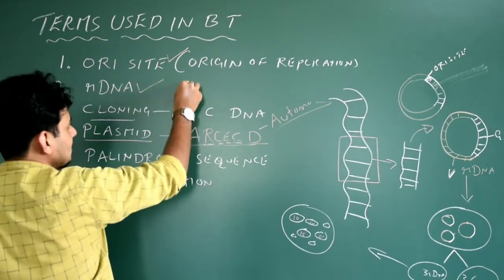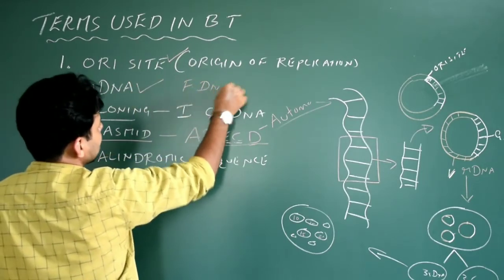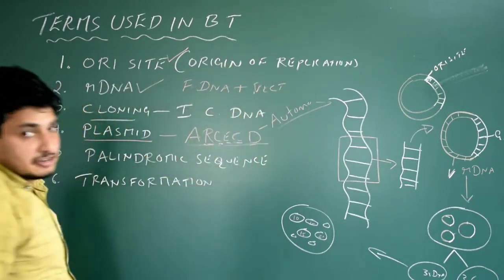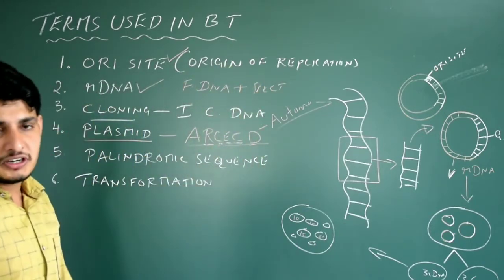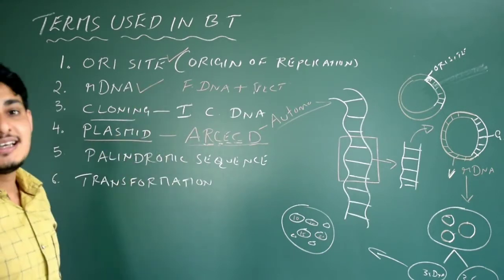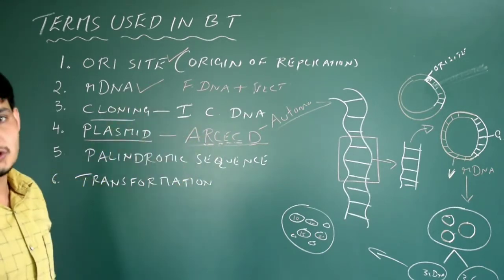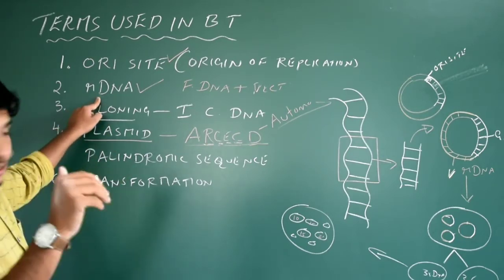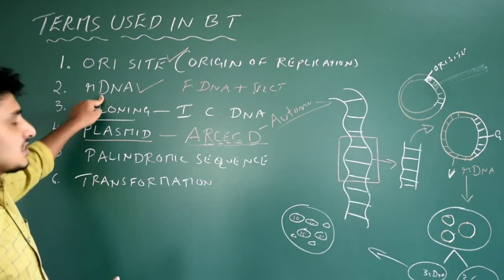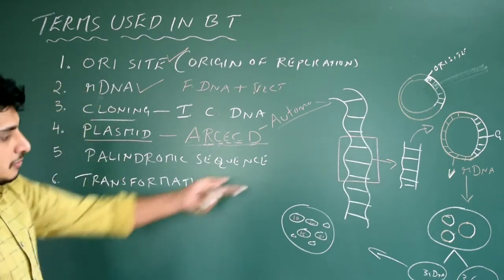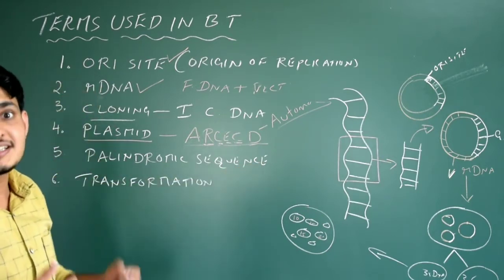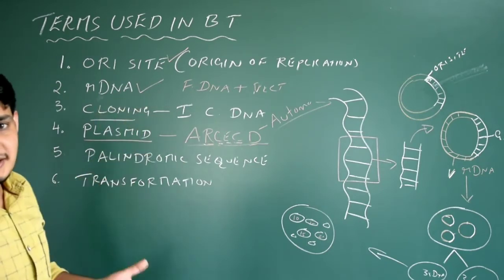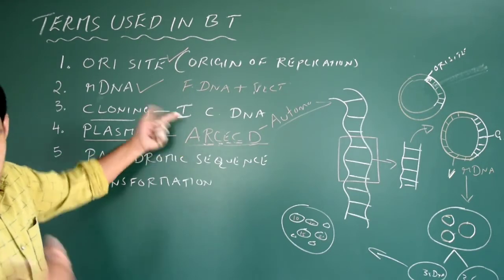Recombinant DNA is nothing but foreign DNA, that is the gene of my interest, with a vector. So that is recombinant DNA. Very important actually. Without construction of recombinant DNA, we cannot process the recombinant DNA technology or genetic engineering or biotechnology. It's impossible. We need to construct this. This is actually the second step. Cloning is nothing but the multiplication of the recombinant DNA, which is independent. Why is it independent? Because of the vector. Vector has the ORI site.